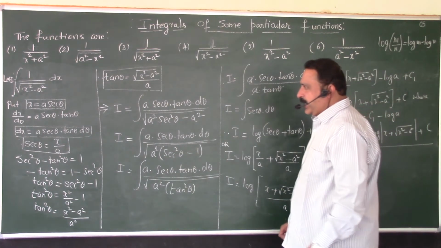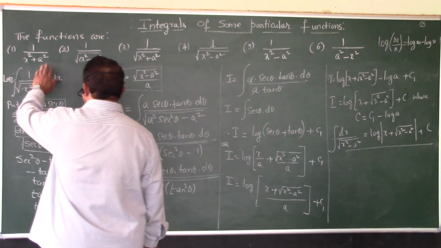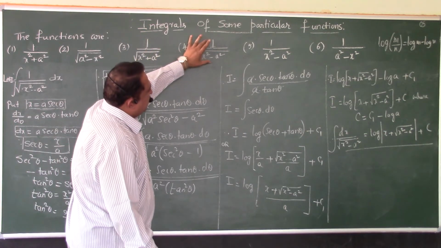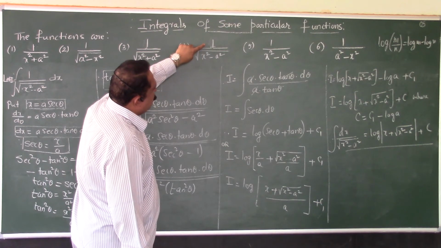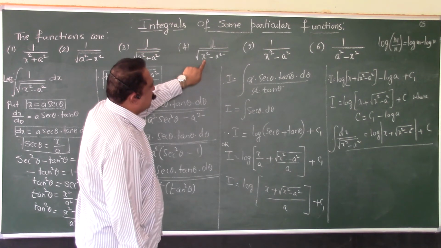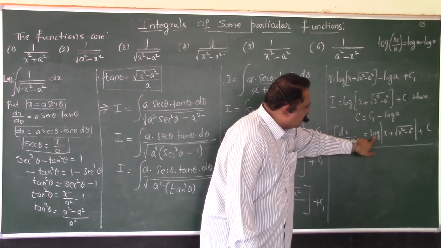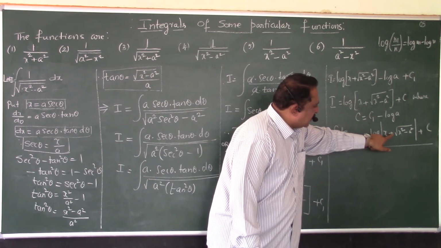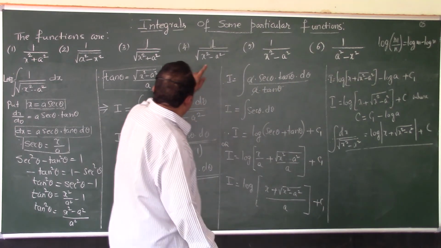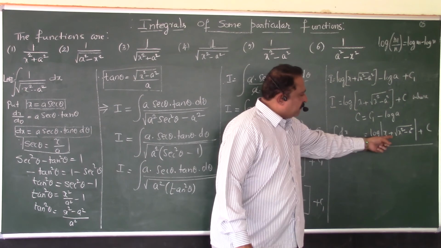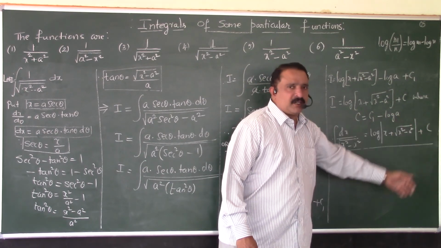Even this result of integration has to be memorized, like how we practice for the first three functions. We have the fourth function. Remember, integral dx by root of x square minus a square. It's very easy to remember. Just write log with a mod sign, x plus root of x square minus a square, which is already there in the denominator. So just remember log of x with a plus sign, add the denominator, and you will get the integral.